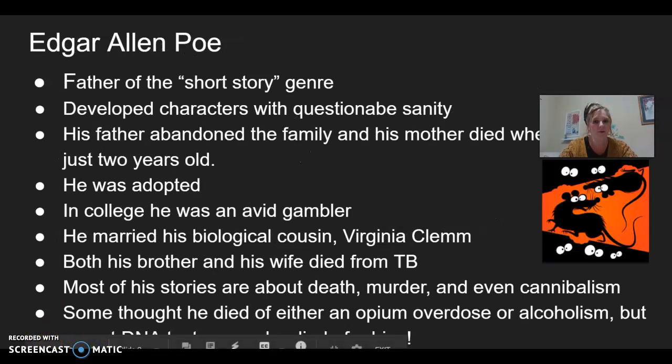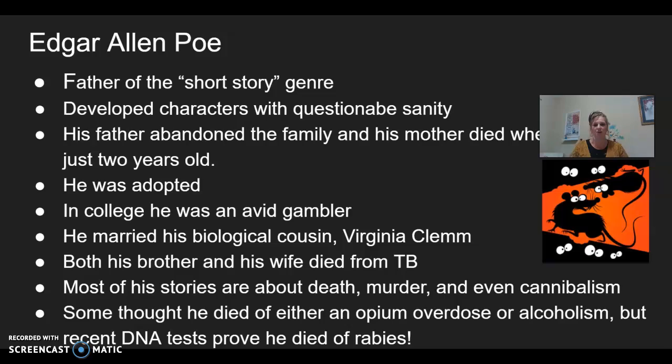A little bit of background information about Edgar Allan Poe. He is known as the father of the short story because he wrote so many short stories and they became so famous, in fact, that we still read them today. Most of the characters that he developed are ones where we question their judgment, and they're pretty unreliable.